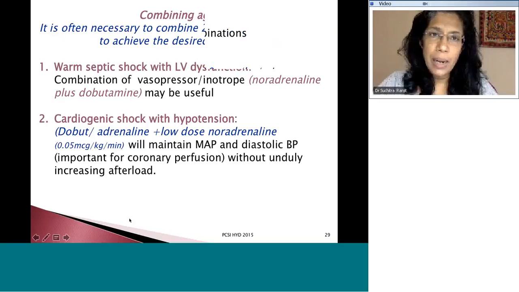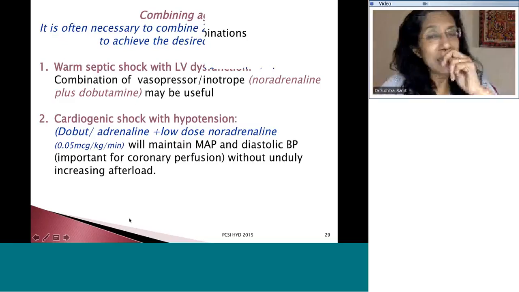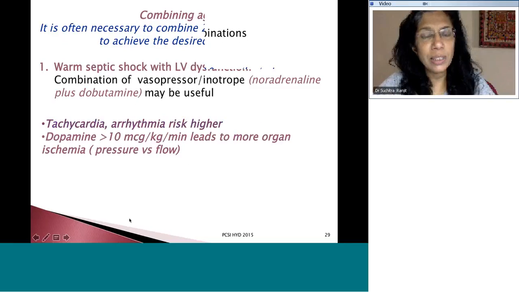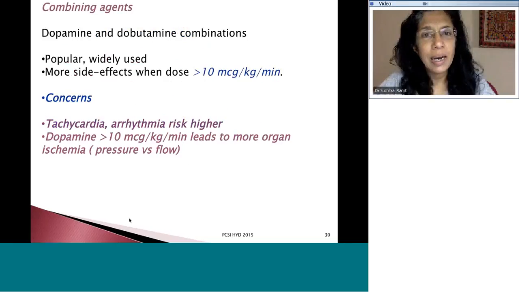So combining agents, pediatricians love dopamine and dobutamine, and I used to use it a lot myself, but it's very rare now to use this combination because there are much more side effects. What I hate most about this combination is how fast the heart rate becomes.